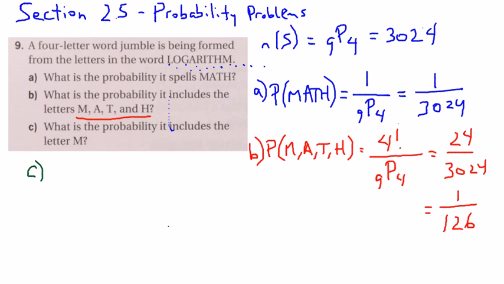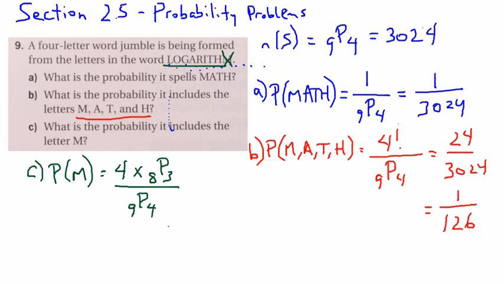Part C says, what's the probability that it includes the letter M? So the probability that we have the letter M, and of course, the M could be anywhere. In fact, I'm going to say there are 4 places where I could place the M. And then there's 3 remaining letters. From the remaining letters, I can choose any of the, sorry, not 9, but any of the 8, if I don't include the M. So that would be 8p3 ways to order the remaining 3 letters. And of course that's still going to be out of the 9p4 ways that I could pick any 4 letters.